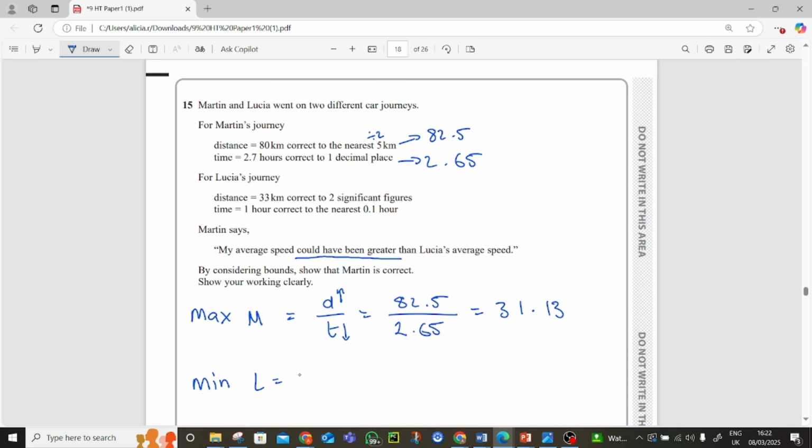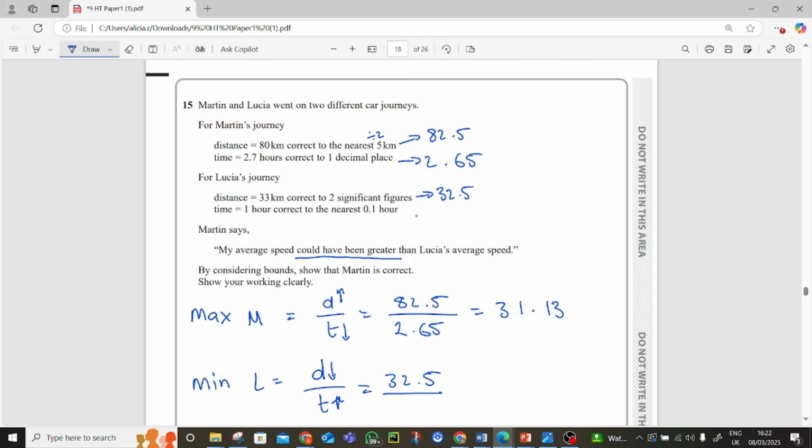Now let's look at Lucia's, and we want to get her minimum to show that Martin could have been going faster. So to get her lower bound, we're actually going to take the smallest possible distance that she could be going, and then we want to divide by a number very big, so the largest possible time that she could have gone. So the minimum bound for this distance, this has been rounded to 2 significant figures. So upper bound would be 33.5, and the lower bound would be 32.5. That's the minimum bound for her distance.